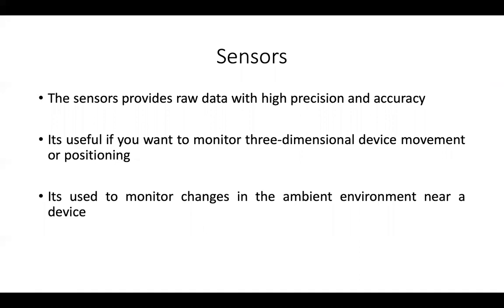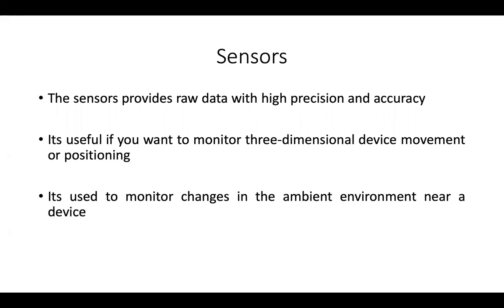Now to start with, what are sensors basically? All of us would know what a sensor is, but most Android-powered devices generally have built-in sensors that are used to measure motion, orientation, and various environmental conditions. These sensors are generally capable of providing raw data with high precision and accuracy, and are very useful if we want to monitor 3D device movement or position, or changes in the ambient environment near a device.